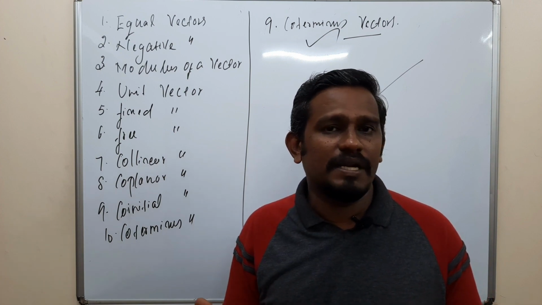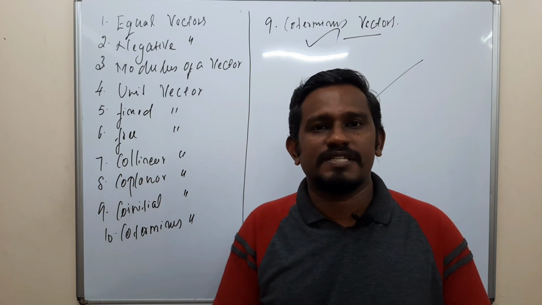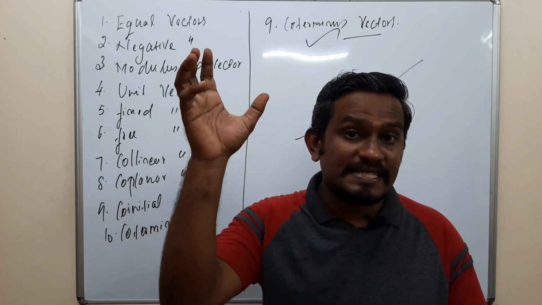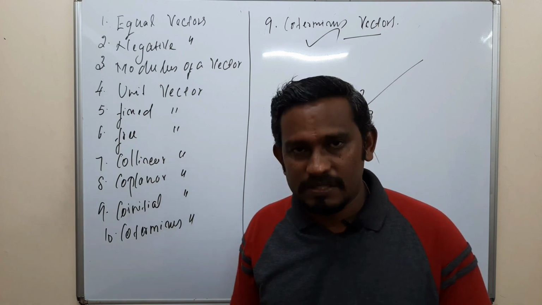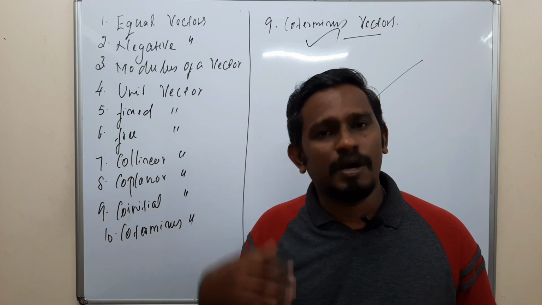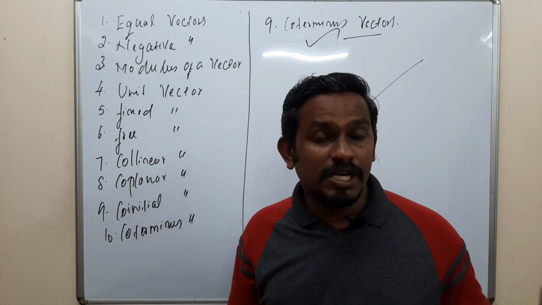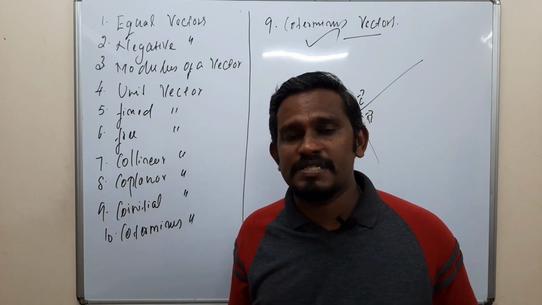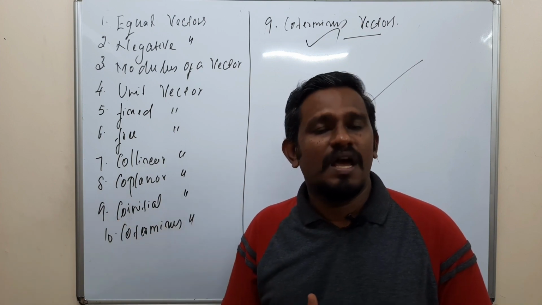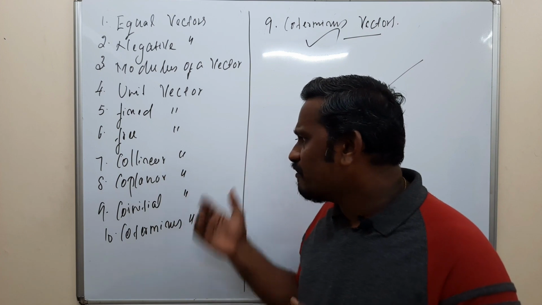What is an example? All the position vectors are examples of fixed vectors, because their initial point lies on the origin. Then we can say that it is a fixed vector. What is a free vector? That is the opposite of a fixed vector. If the initial point of the vector is not fixed, we can say that it is a free vector. The velocity vector and acceleration vector are examples of free vectors.